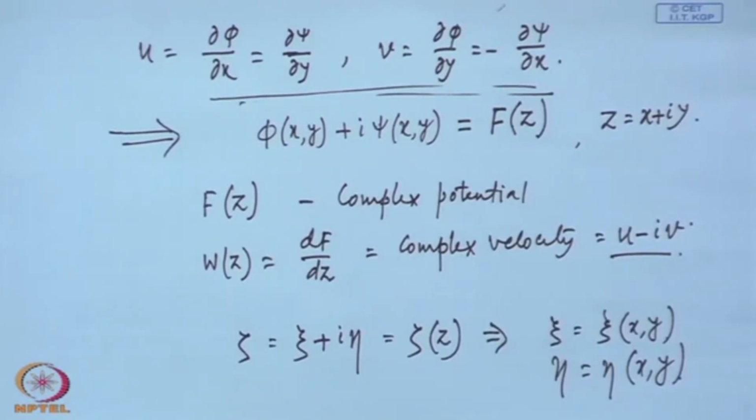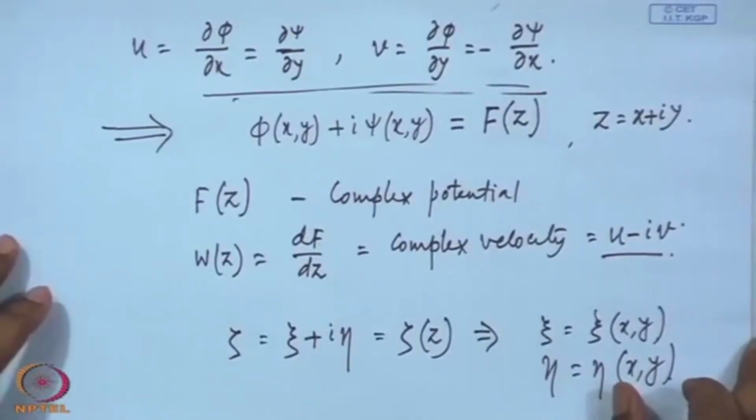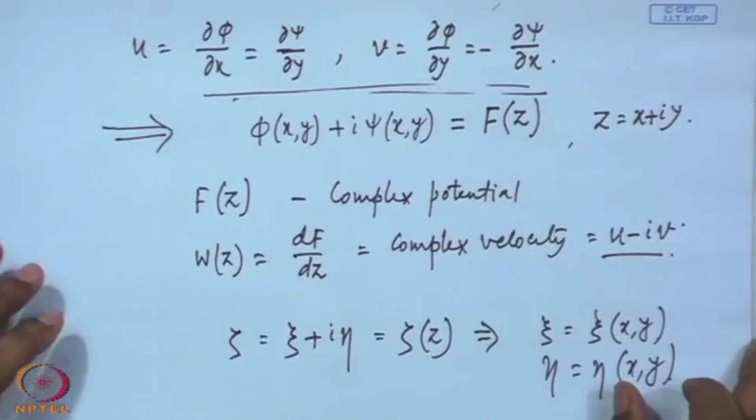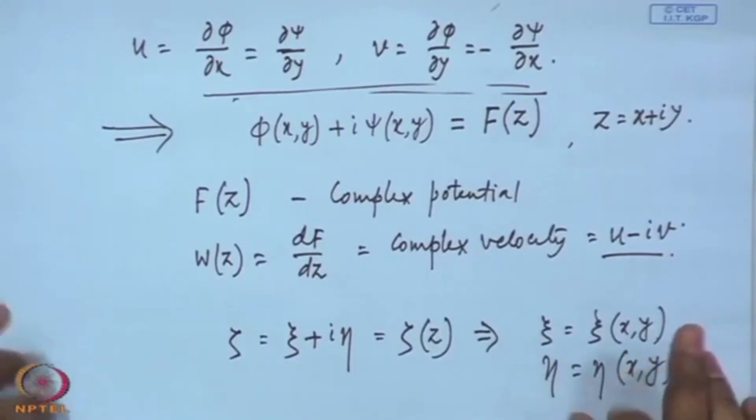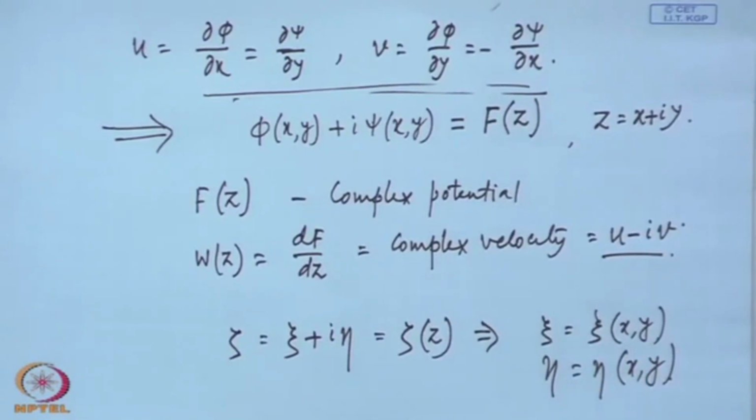So, if we have a curve in the z plane, it will be transformed to another curve in the zeta plane. Now, let us say this transformation function, the function which is used for transformation, is an analytic function. Then what can you say about the property of the transformation? Yes.